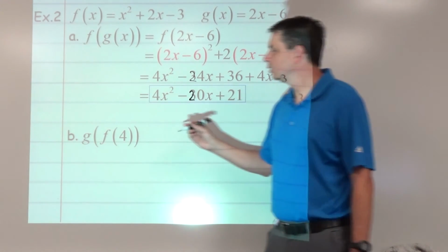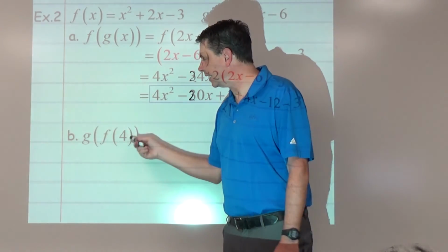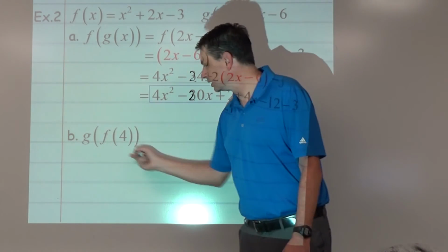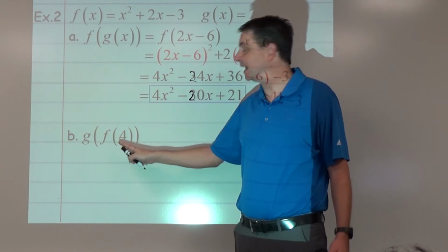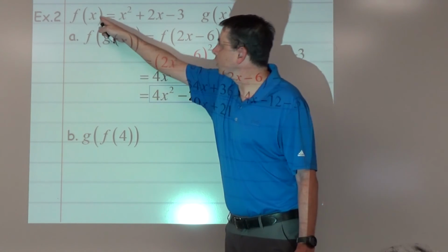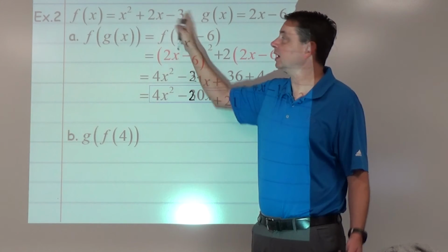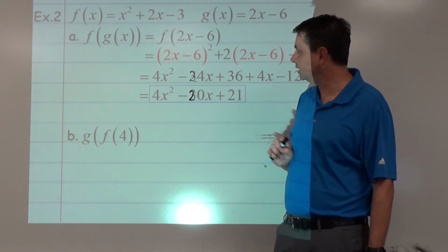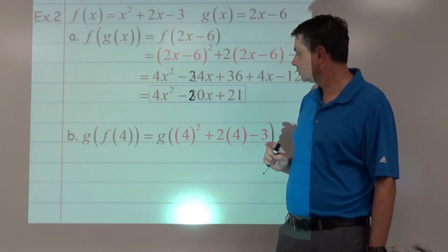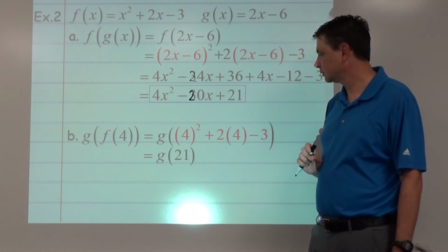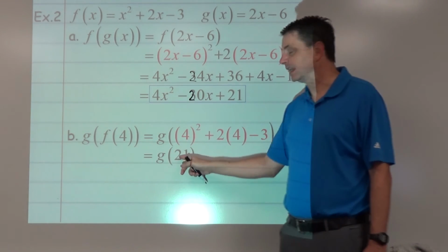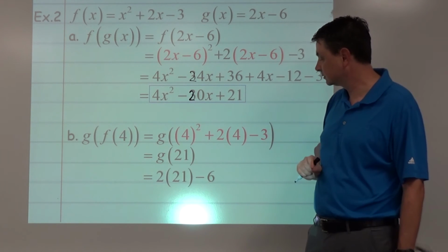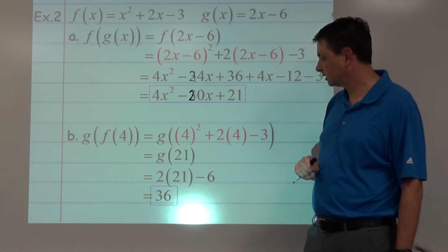Part B, we don't always have to do it at x. We could do g of f of 4. So we would start on the inside and find out, hey, what is f of 4? So up here, plug in a 4, see what you get. 4 squared plus 2 times 4 plus minus 3. And you get 21. Now we take that, plug it into g. So that goes here, 2 times 21 minus 6. And you get 36.